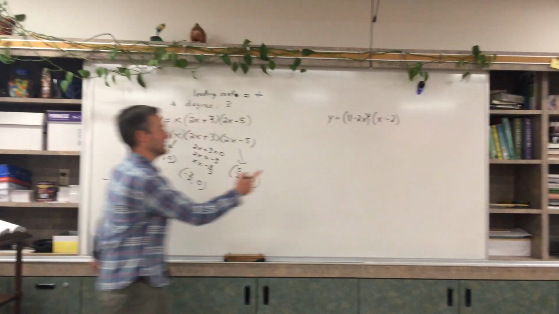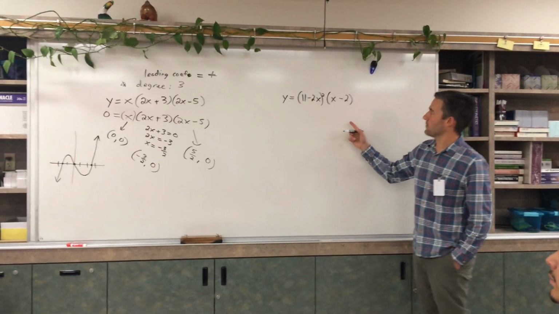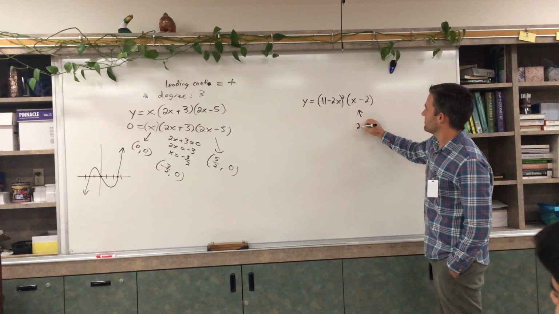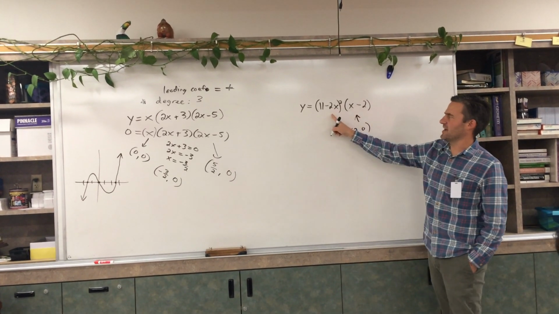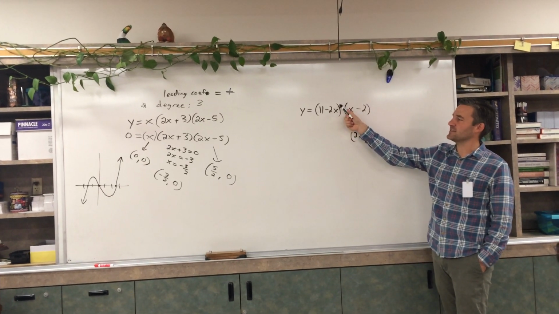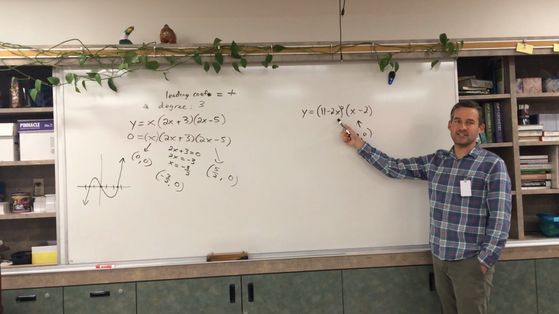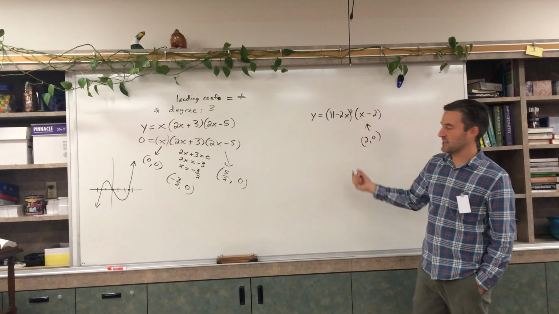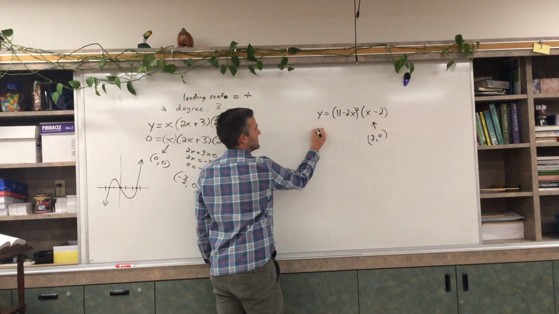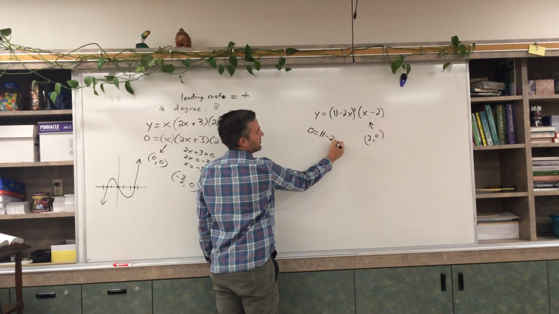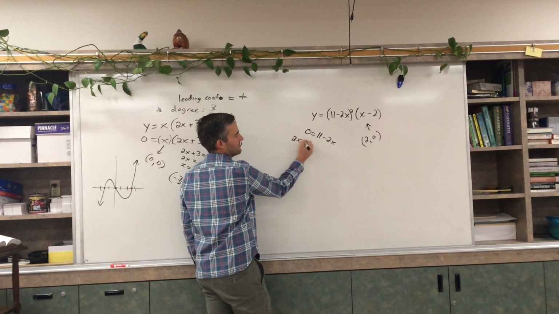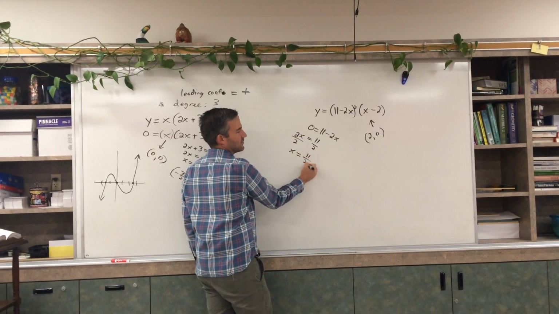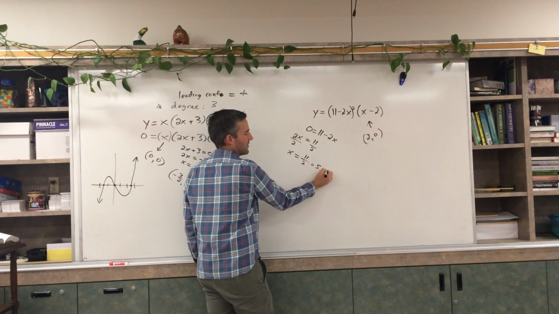Now let's do this one over here. Here's what we know. There's an x-intercept at 2, and this is going to be another x-intercept, but notice that square right there. That means this is a double root. It's going to be a bounce intercept. So let's set that equal to 0 and figure out where that intercept is. 0 equals 11 minus 2x. I'm going to move the 2x over and divide both sides by 2. So x equals 11 halves, which is 5.5.